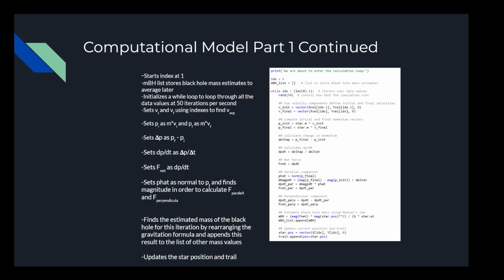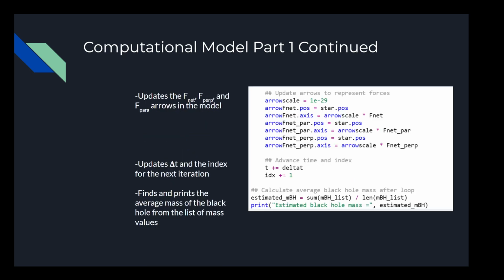We find momentum, final momentum, initial momentum, change of momentum, dp/dt, F net as dp/dt, and p hat in order to calculate F parallel and F perpendicular. And we find the estimated mass of the black hole for this iteration by rearranging the gravitational formula. And then we append this result to the list that we created earlier, and then we'll average this list later to find the mass. And we update the star position and trail for our results.